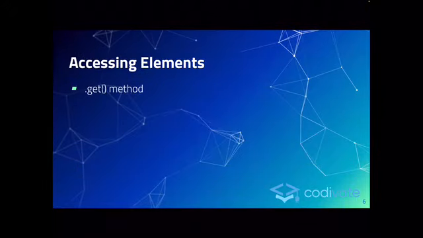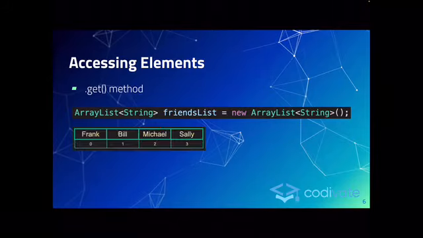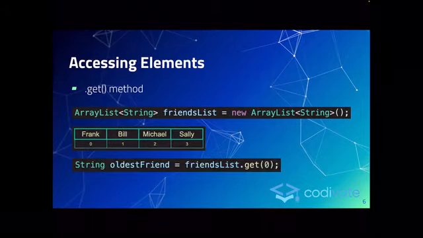So to access elements, you use the get method. The get method takes in one parameter, the index of the element that you want to get. So let's say you started with this array list, again, we're using friendsList. It started out at this initial setting, so Frank is at index 0, Bill is at index 1, Michael is at index 2, and Sally is at index 3.